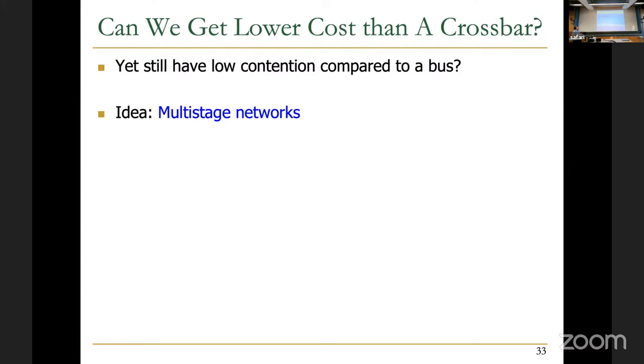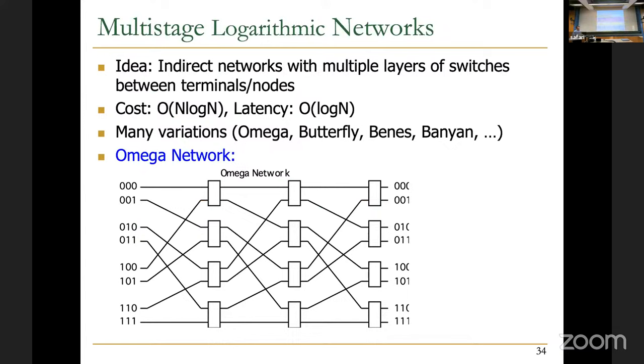That's the way. And the idea is to use multi-stage networks. This is an example of a multi-stage network, Omega. The idea is indirect networks with multiple layers of switches between terminal nodes. The cost of this network is n log n, and the latency, the number of hops, is on the order of log n. There are many variations, like Omega, Butterfly, and other indirect networks. But you don't need to memorize these networks and how nodes are connected. I just want to give you the idea that with a multi-stage network, you can significantly reduce the cost, but it comes at the price of a higher number of hops from the source to the destination.